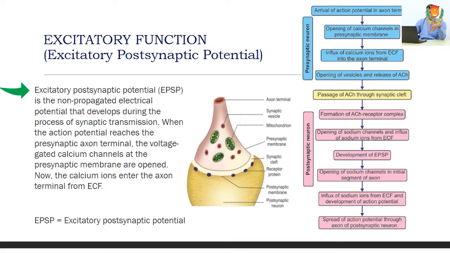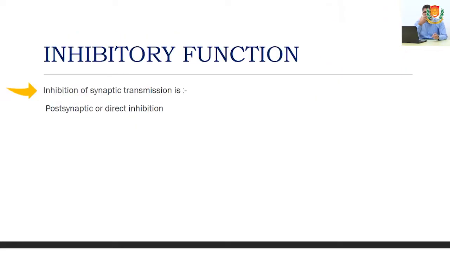Now we will discuss the inhibitory function. How does the inhibitory mechanism work here? Basically, the inhibitory mechanism is divided into different categories, around 5 categories, but one of them is very important. That will be discussed here now. The inhibition of synaptic transmission by the postsynaptic or direct inhibition.